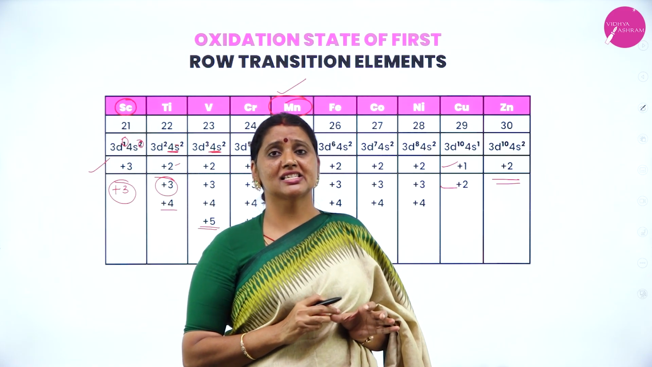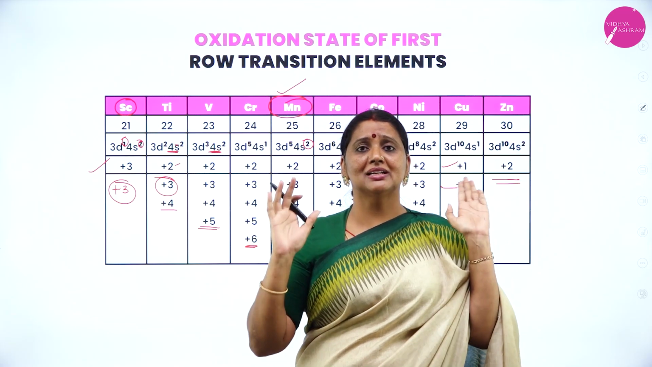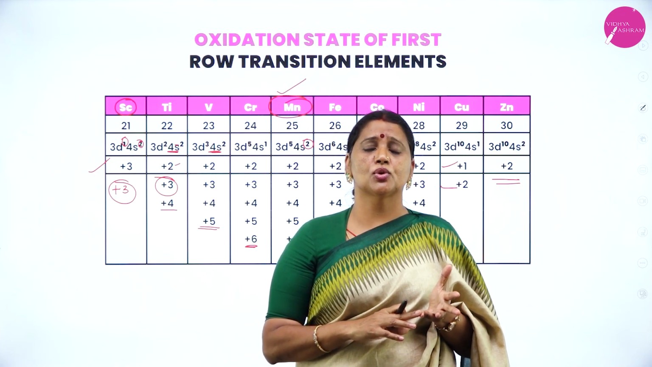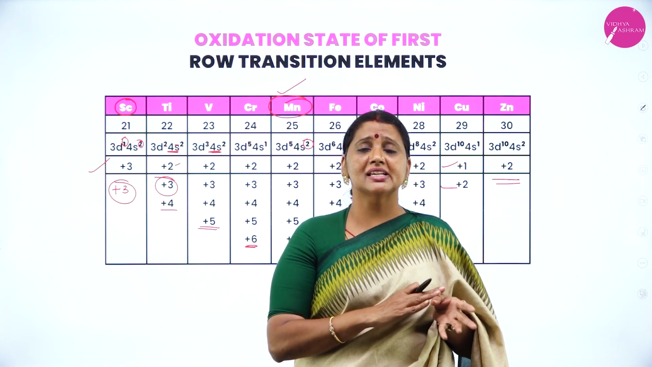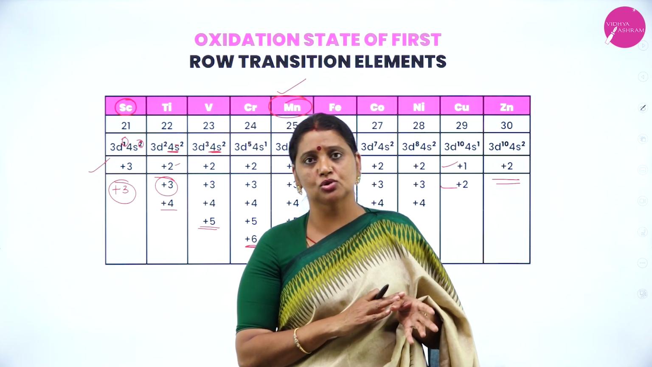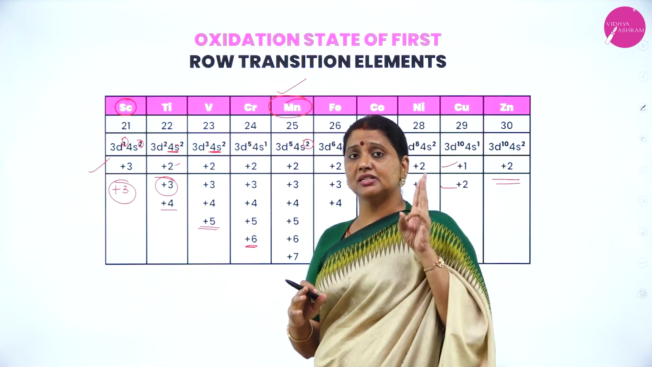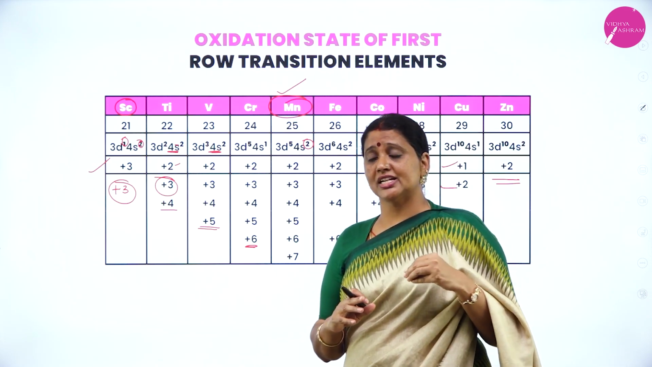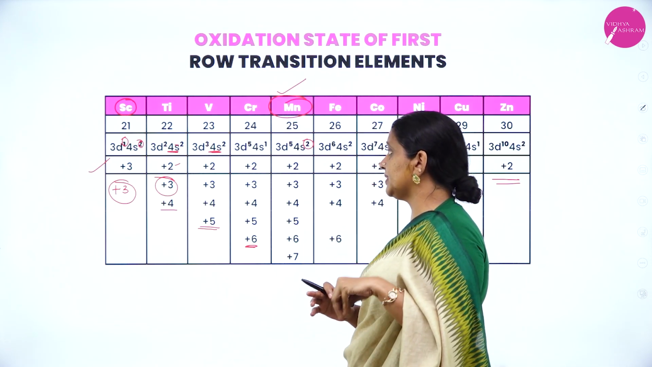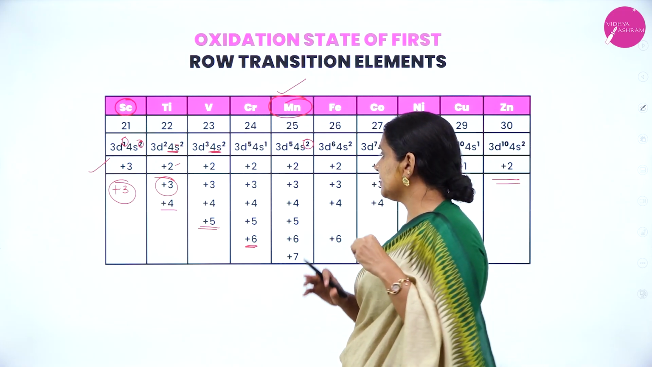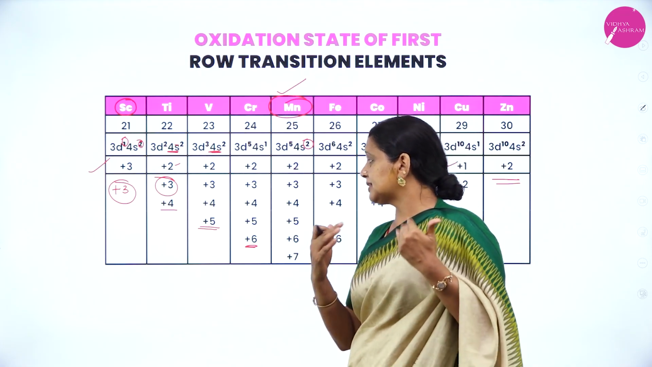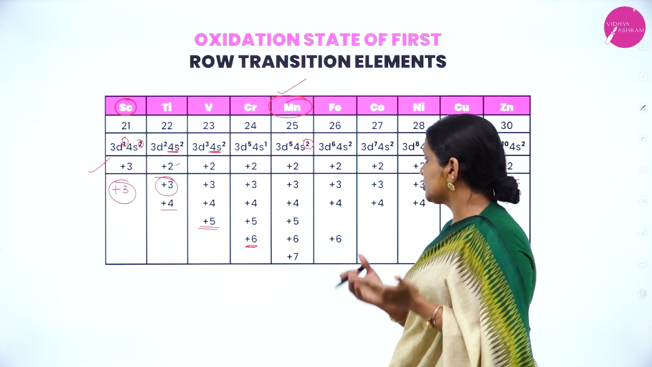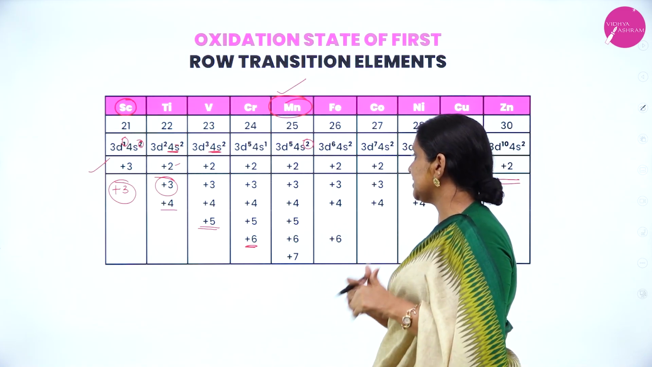In which series? The 3d series. In the 3d series, there are how many elements? 10 elements. First member is scandium, last member is zinc. Scandium exhibits only one oxidation state, plus 3. Zinc exhibits only one oxidation state, plus 2. Similarly, titanium exhibits 3 oxidation states: plus 2, plus 3, plus 4. Vanadium exhibits 4: plus 2, plus 3, plus 4, plus 5. Chromium exhibits 5: plus 2 to plus 6. Manganese exhibits 6: plus 2, plus 3, plus 4, plus 5, plus 6, plus 7.